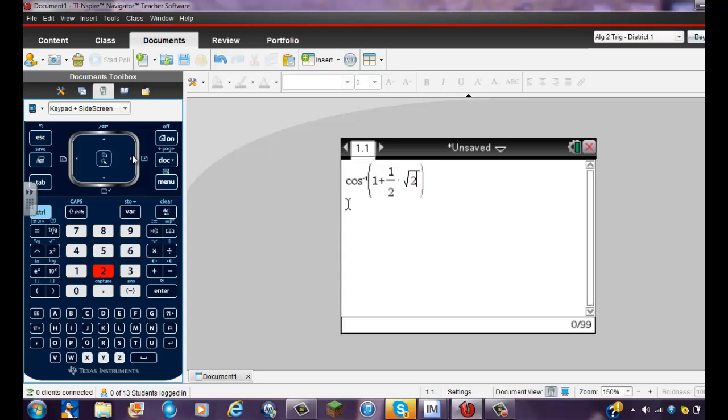Push enter, and you get undefined. So there's no solution for that half of the problem. There's no angle measure that meets those requirements.